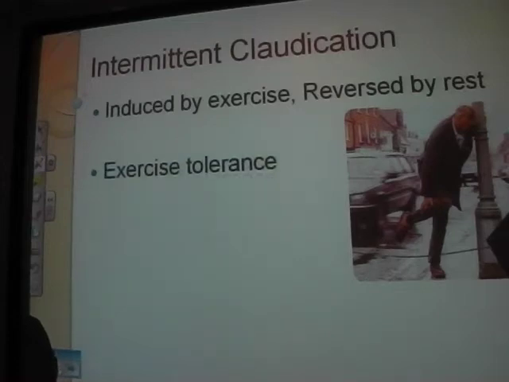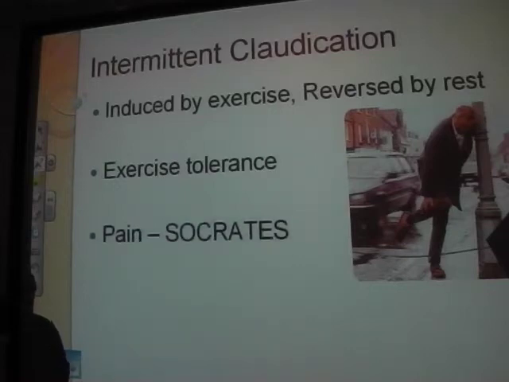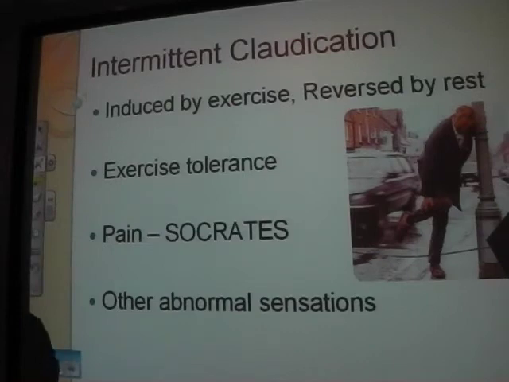When you take a history, you need to ask about exercise tolerance. So what was it a year ago? What was it 6 months ago? What is it now? How far can you walk? On flat ground, upstairs. Your normal pain history you're obviously going to ask as well, and any other abnormal sensations you would get with vascular problems. Paresthesia, cold limb, we'll go through those in a minute.